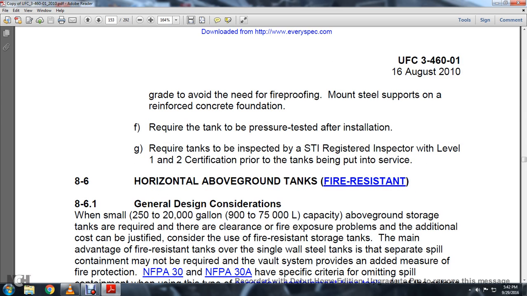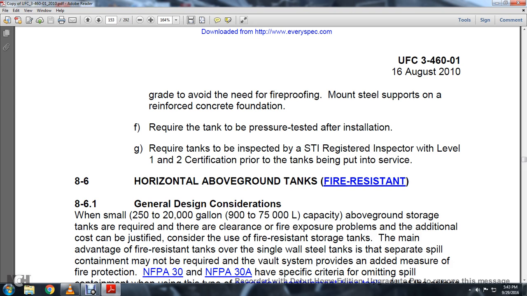8.6 Horizontal above ground tanks, fire resistant. General description and considerations: when small, 250 to 20,000 gallons of capacity, above ground storage tanks are required but there are concerns for fire exposure problems, the additional cost is justified when considering the use of fire resistant storage tanks.